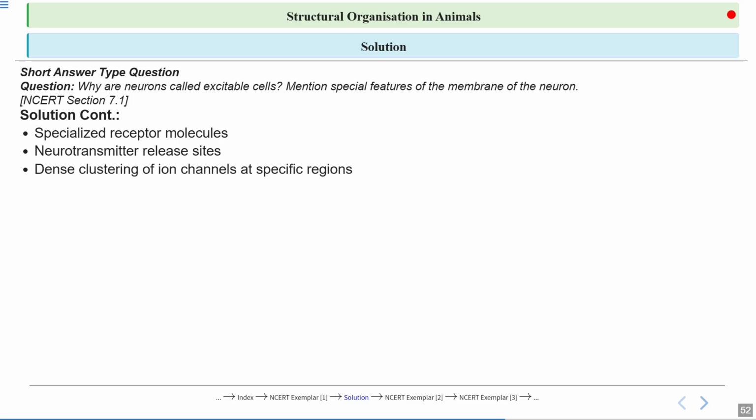So, dense clustering of ion channels at a specific region and the ability to maintain the resting membrane potential. To get a fresh action potential, first of all, there should be maintenance of the resting membrane potential.